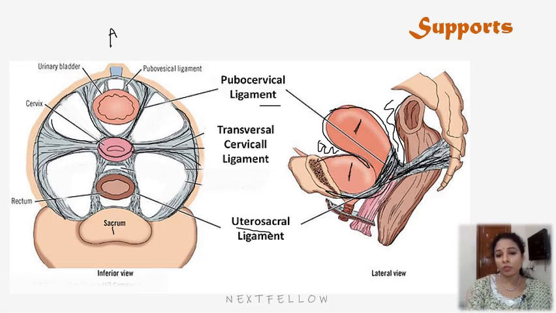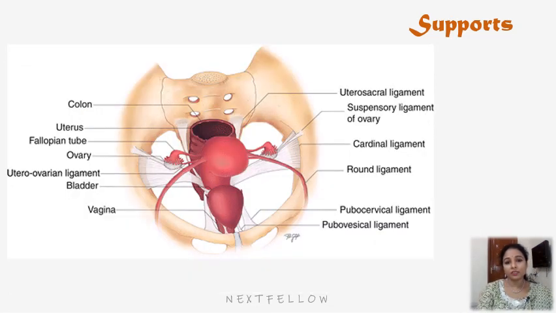So this is all about the supports of the uterus. So discussing about the round ligaments, you can see here, these are the round ligaments, and we can see on each side the fallopian tube. So this is the superior view of the lesser pelvis, where we can see posteriorly the sacrum, and the pubis on the anterior side, the symphysis pubis.